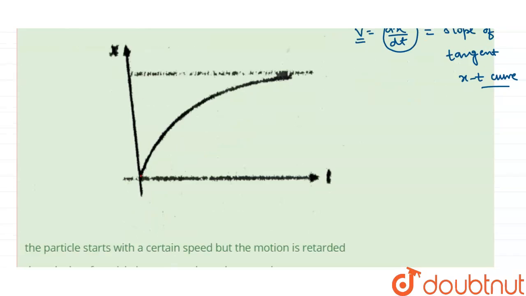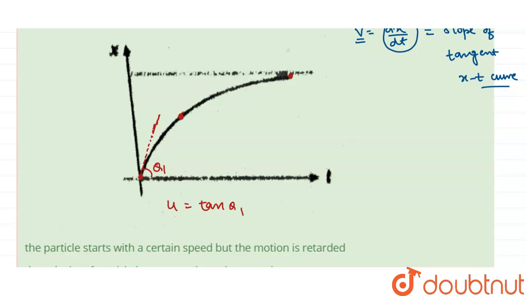Okay, now suppose I take three different points on this graph: the initial point, the midpoint, and the final point. If I extend the tangent, there is an angle theta, and we know the slope of the tangent gives us velocity, so the velocity is equal to tan theta. Suppose this is theta 1, tan theta 1.